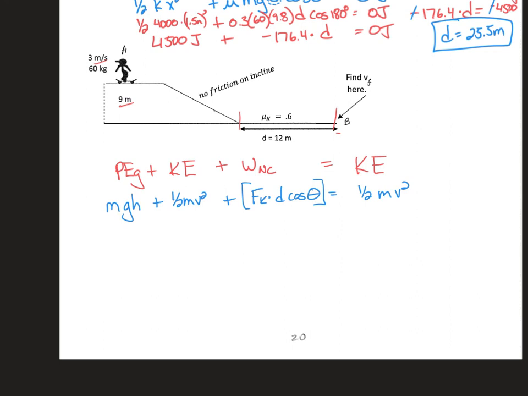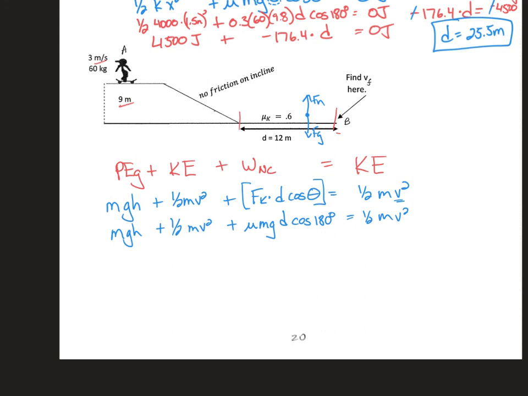So let's keep going. mgh plus 1/2 mv squared plus mu times normal. But I already remember from my previous problem that the normal on a flat region, right, when he gets down to here, won't his normal force be opposite his force of gravity again? They're directly opposite. So I can do mu mg. The distance is known this time, and cosine of 180 degrees. And we're trying to find VB. So I think that's our final step before we start plugging in.